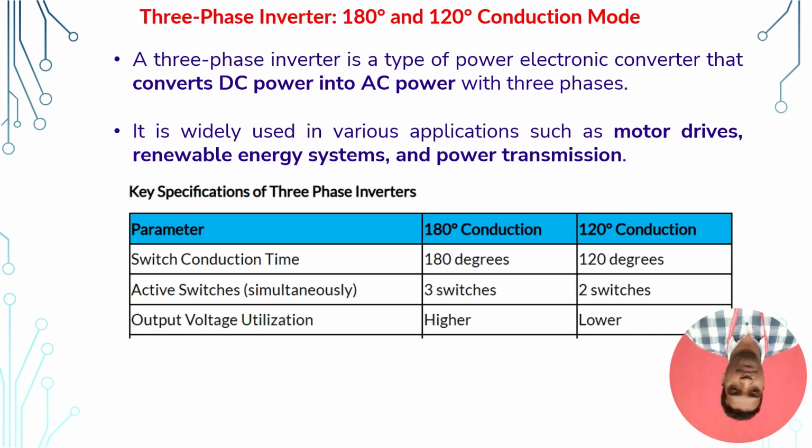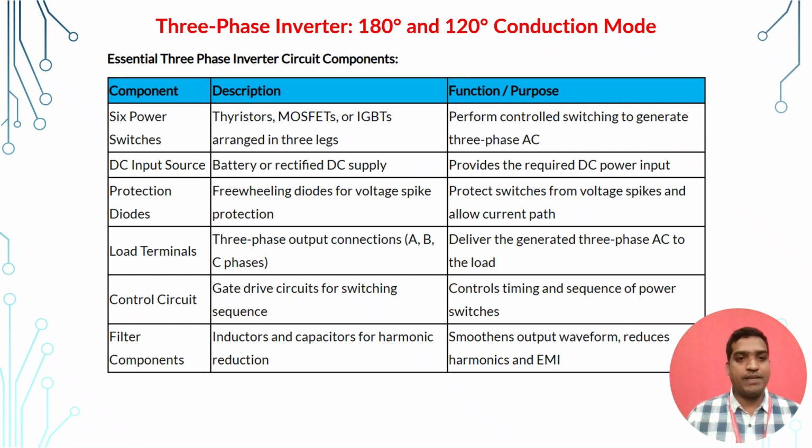Next, the essential three-phase inverter circuit components. What components are we using for three-phase inverters? That's what we have to know. Coming to the inverter structure, as I already told you, we use 6 power switches and 6 anti-parallel diodes. The power switches may be thyristors, MOSFETs or IGBTs. The main function of these switches is to perform controlled switching to generate the three-phase AC output.